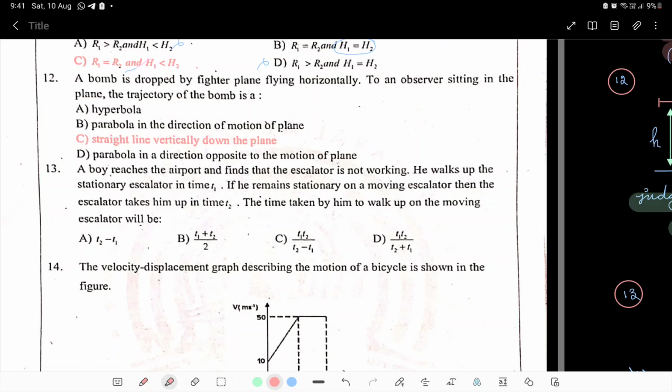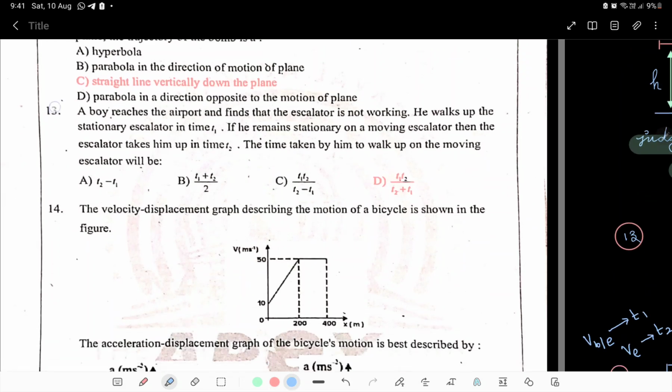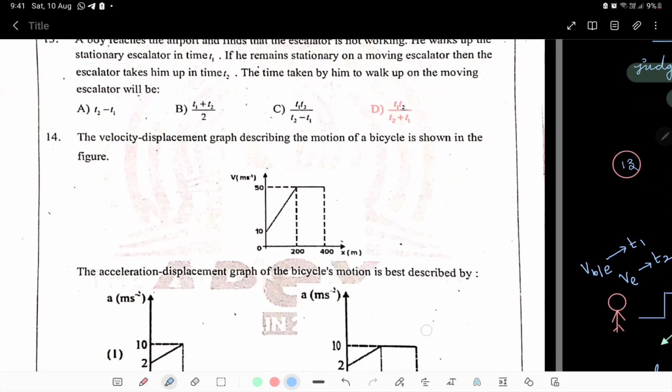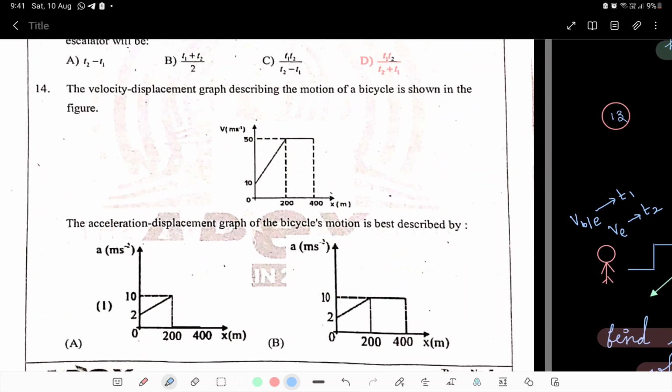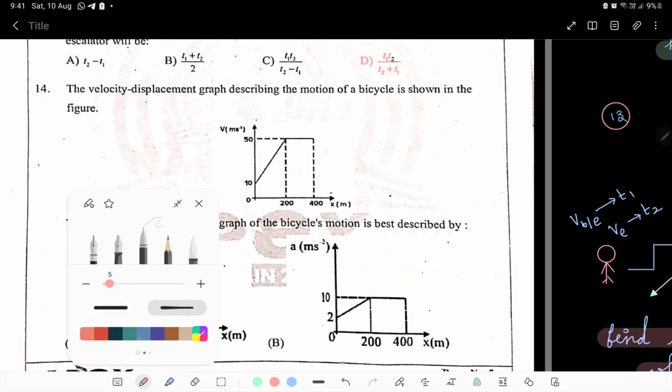You can directly keep your answer, root of t1 t2 by t2 plus t1. I told you why. So question number 14, this is one of the best out of this. It's also like a previous year question, but still best. The velocity of a displacement graph describing the motion of a bicycle is shown in the figure. So you know the basics of this.